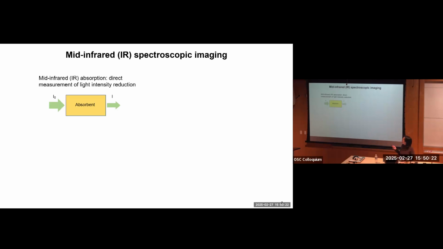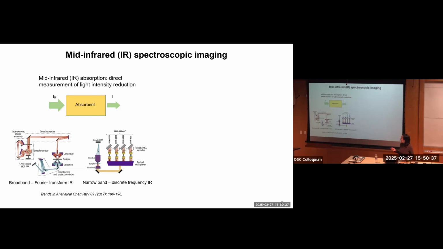Mid-infrared spectroscopy imaging is one type of vibrational spectroscopy. It's based on absorption. So you have a sample here, you shine a beam of mid-infrared light onto your sample, then you measure the power loss after your sample. By changing the input wavelengths, you can get an absorption spectrum out of it. If you're using a broadband IR source, you can get the spectrum from Fourier transform. If you have a narrowband source, you can sweep the input wavelengths to get a spectrum out.